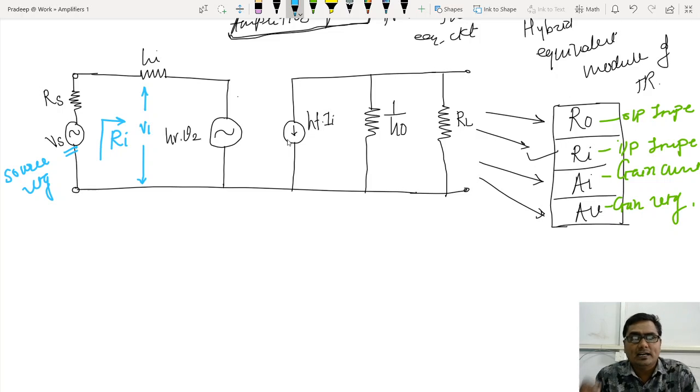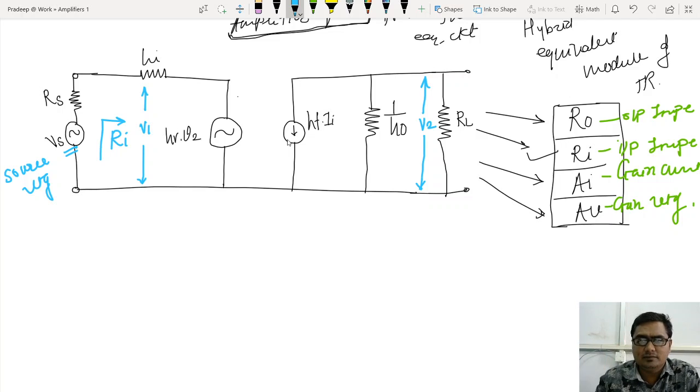As we are marking V1, let us mark V2 also. V2 means obviously it is an output voltage. If it is an output voltage, it means it is the voltage present across the load resistor. So this is my V2, the voltage across the load resistor.